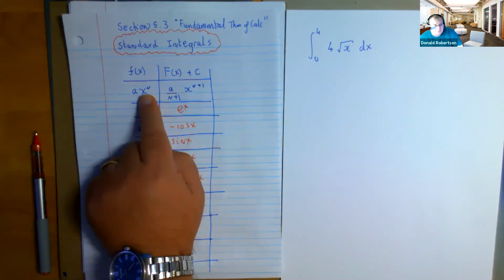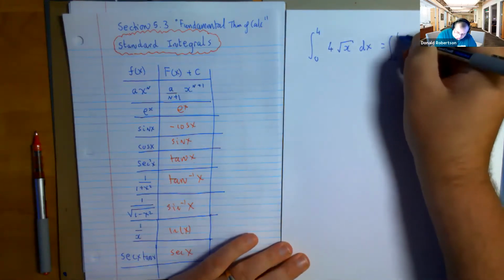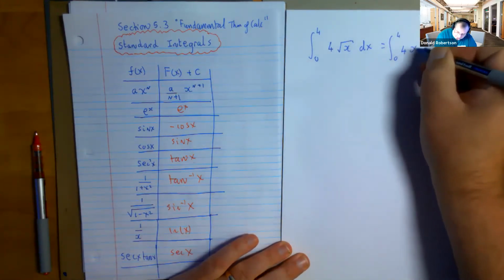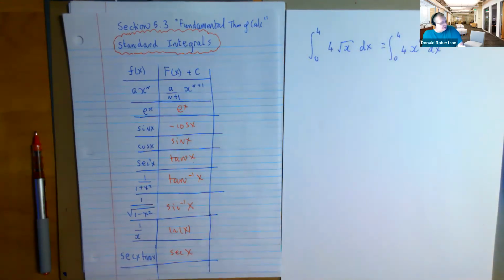Do not think of the power rule saying, oh, it's only usable for 5x cubed or 4x squared, right? Power rule can be used for any power of x, even fractional powers or negative powers. So if I rewrite this as the integral from 0 to 4 of 4x to the half, would you agree that's the same thing mathematically? Fractional powers, half, is the same as square roots.